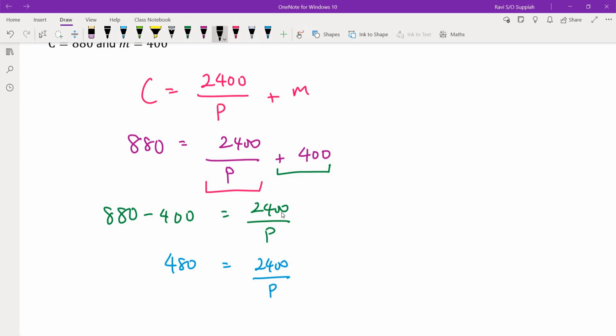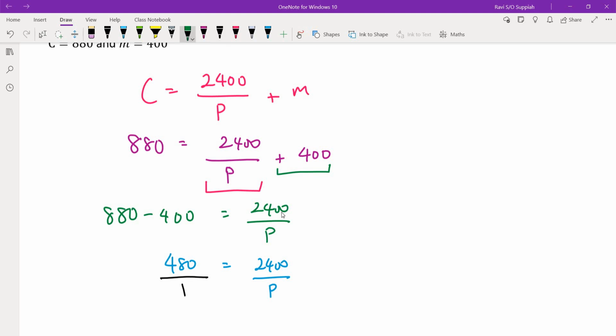And how do I make it a fraction? Basically 480 is the same as 480 over 1, correct? Because any number divided by 1 is the same number. Once we have a single fraction on the left hand side and a single fraction on the right hand side, you can do what we call cross multiplication. So how does cross multiplication work?